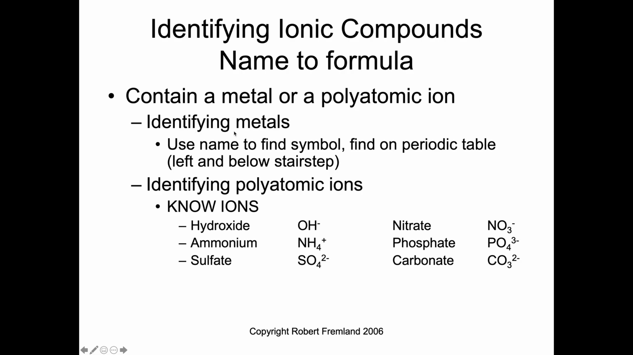So you know how to find metals on the periodic table. You would use the periodic table to find the symbols, and then remember on the periodic table, they're to the left and below the stair step. Polyatomic ions, there are 6 I need you to know for this class. A polyatomic ion is an ion made from more than one atom. Poly is a prefix that means many. So you should memorize these 6.